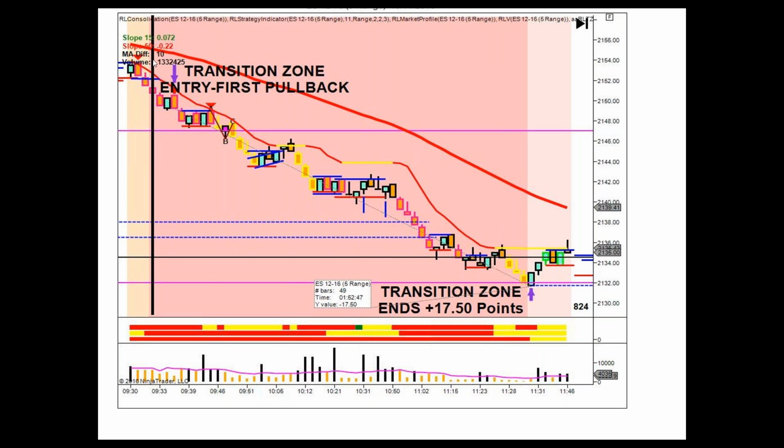This tells you the system's on. It enters you automatically on a close of the candle, 1 tick below, and on a very liberal ATM would take you down 17 points.